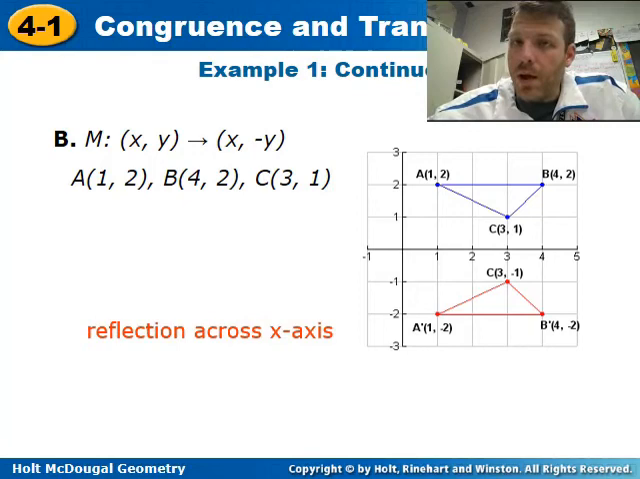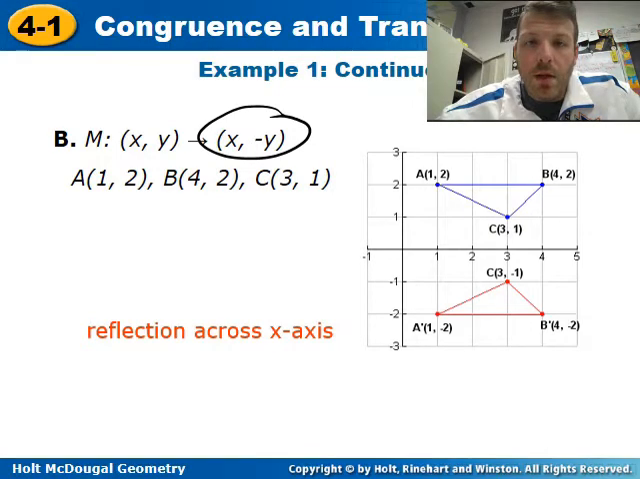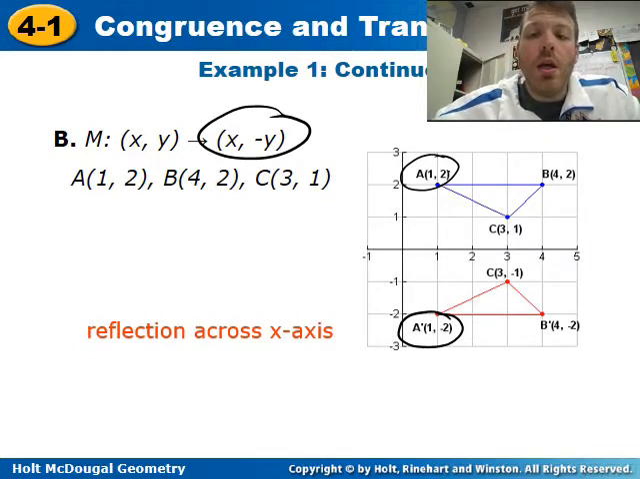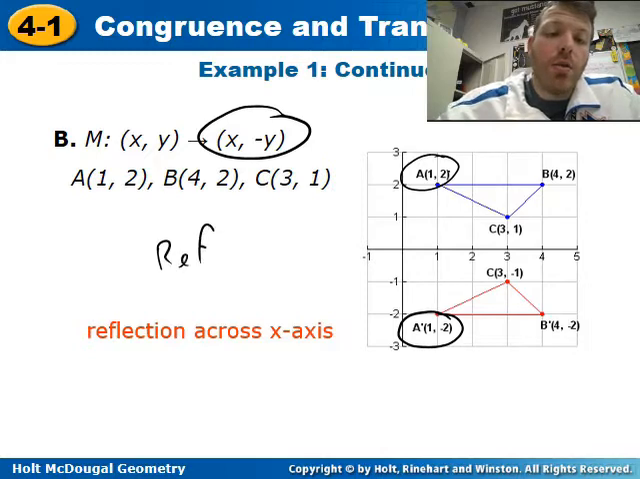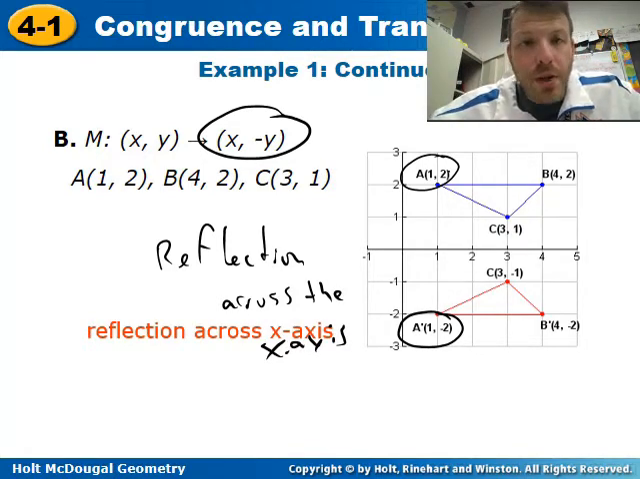Okay, the same type of idea here. This is the rule that's being applied: x doesn't change, but y becomes negative. If you look at the graph, A is the pre-image, A prime is the image. The only thing that's changed is 2 became negative 2. Now, if this was already negative 2, then it would have just become 2. And you can notice what's happening here. It's a reflection across the x-axis. Since it's a reflection across the x-axis, it's also a rigid transformation and an isometry. So that means the shape has not changed, they stayed congruent.